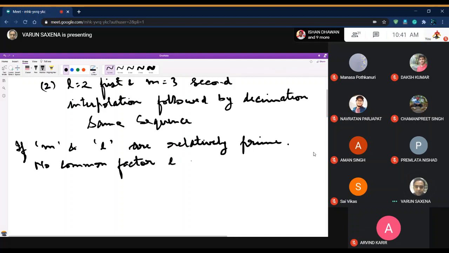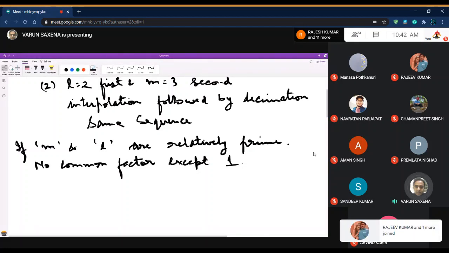except 1. Like the only thing common between 3 and 2 is 1, right? The only thing common between 5 and 3 is 1. The only thing common between 5 and 2 is 1. So all these things, if you take M to be 5, L to be 2, if you take M to be 3, L to be 5, you are going to get the same sequence.